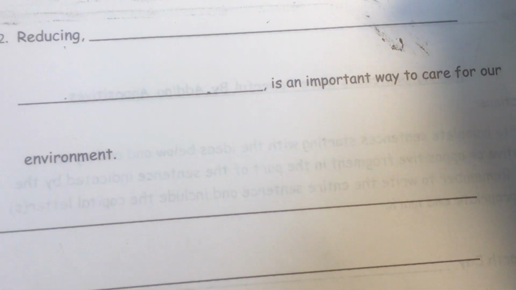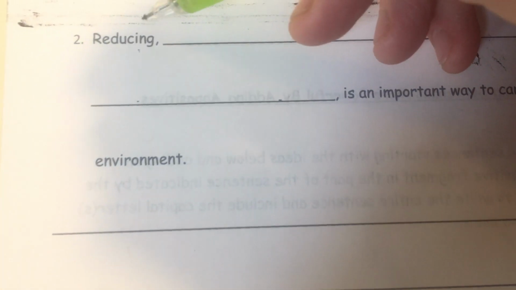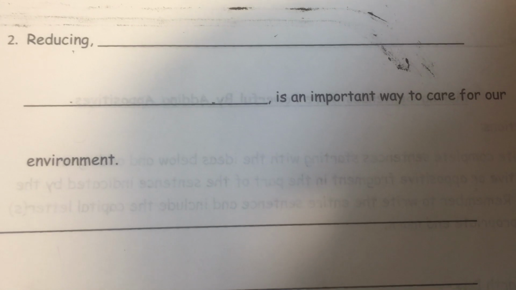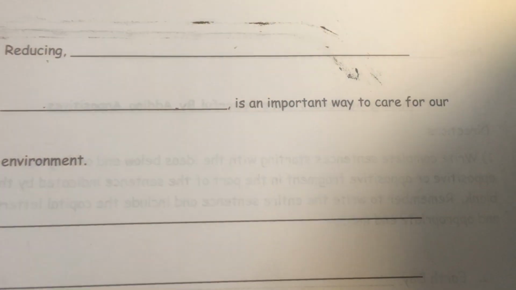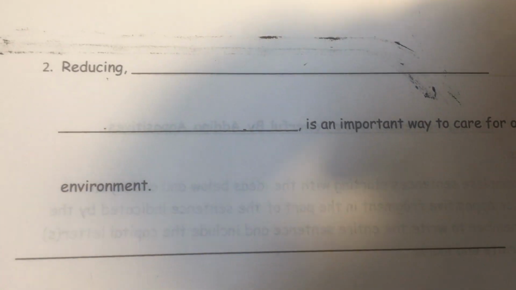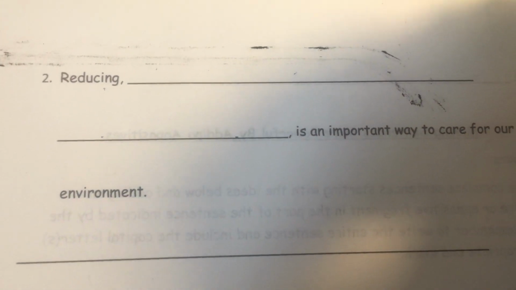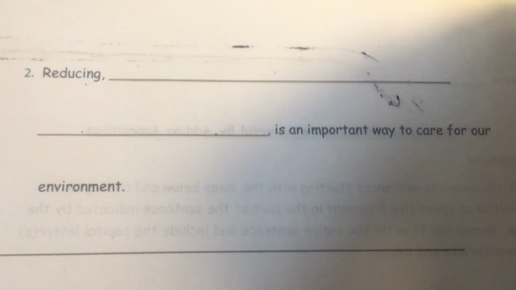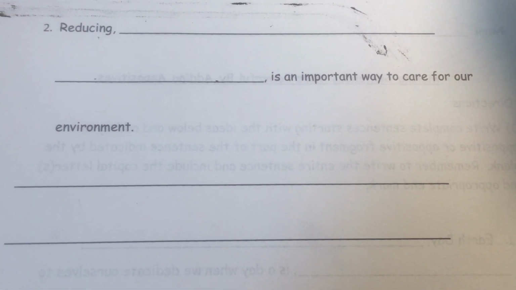But reducing, they talked about turning off the water when you don't need it. So how about reducing, comma, like turning off the water when you brush your teeth, comma, is an important way to care for our environment. Or you could say, give another example of reducing, like reducing, comma, like turning off the lights when you leave the room, comma, is an important way to care for our environment.